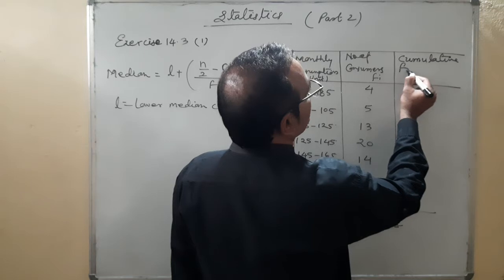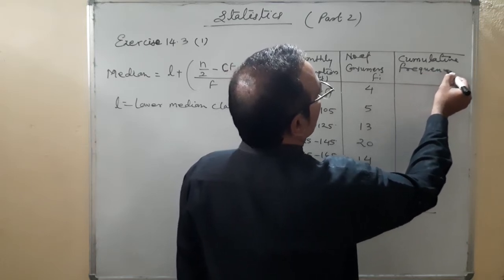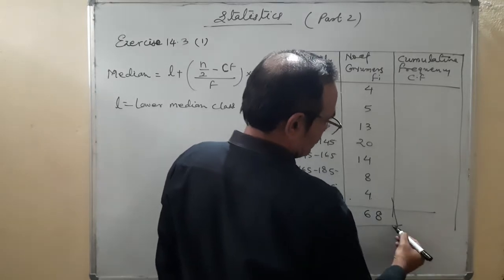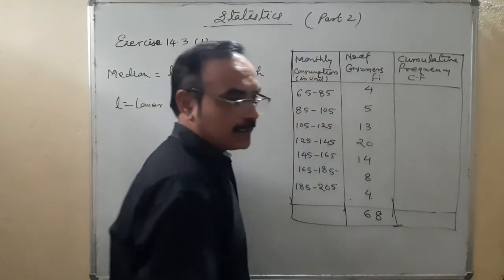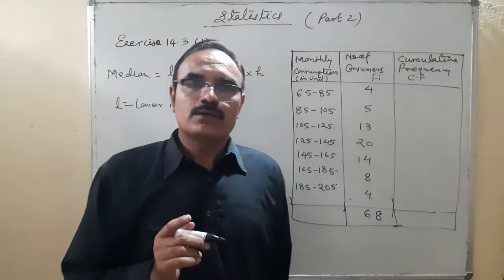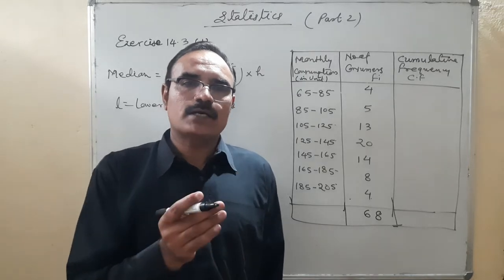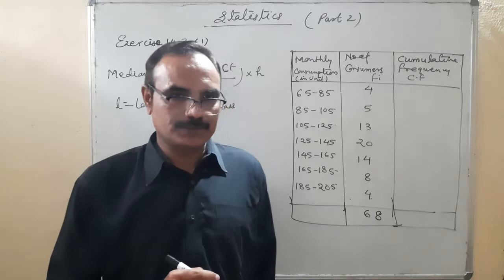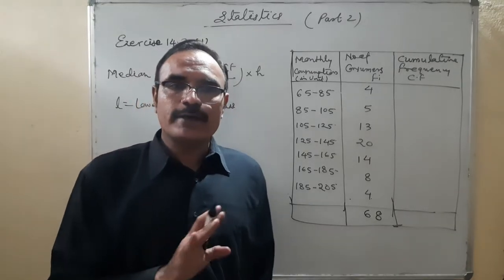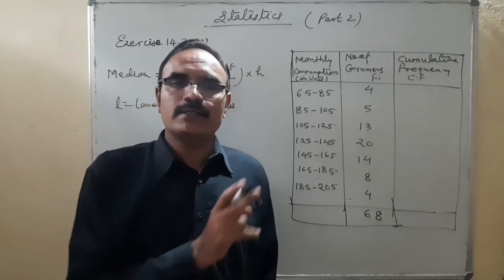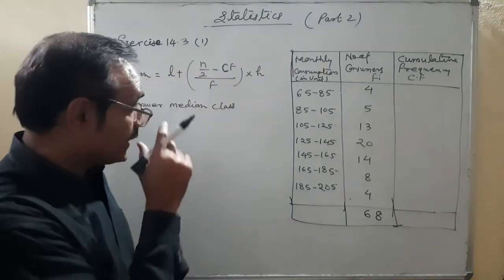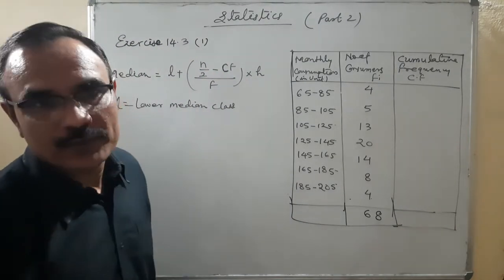Cumulative frequency, CF. Okay. So you remember one thing, in mean, two columns you have to make extra. One is xi, second is fi into xi for the direct method. For mode, no extra column is required, and for median, a single column is required, that is CF, cumulative frequency. How to find out the cumulative frequency?